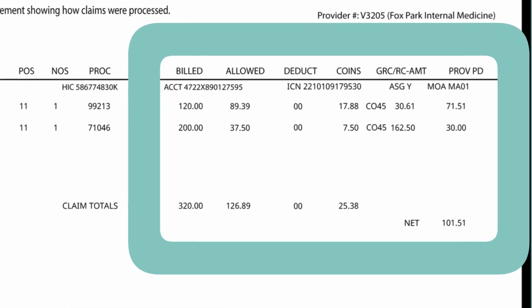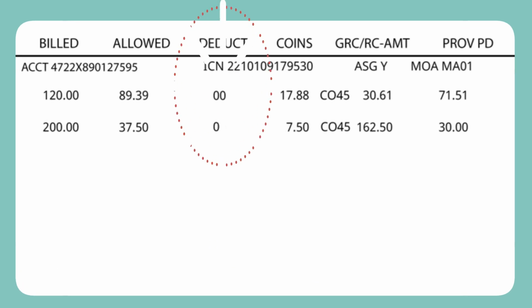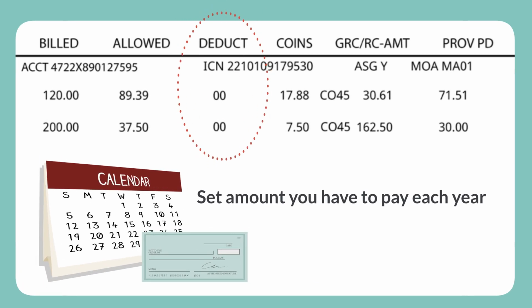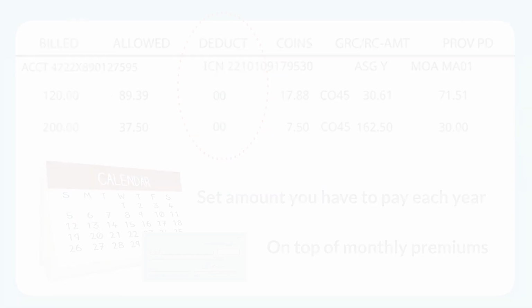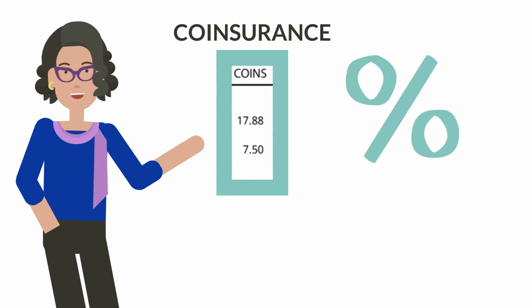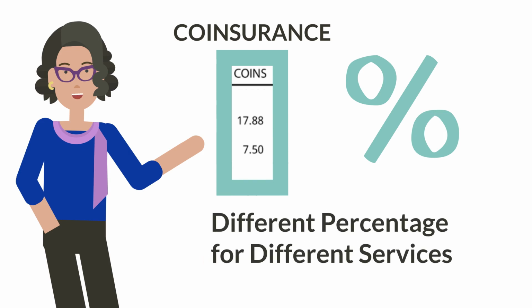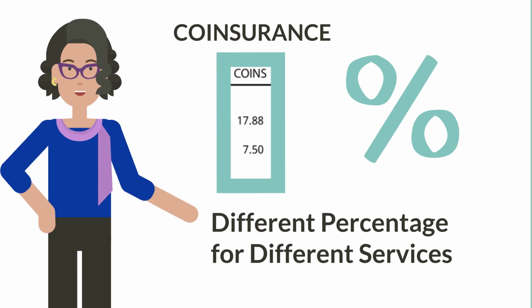Most insurance plans require some form of a deductible, or a set dollar amount that the individual or the individual and family are responsible for each year. This is on top of any monthly premiums paid to the insurance company. Coinsurance is a percentage of the allowed amount. Coinsurance can be confusing because the insurance company may have different coinsurance percentages for different types of services. We'll talk more about this shortly when we go through our examples.